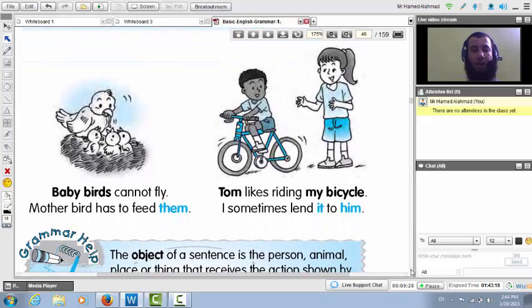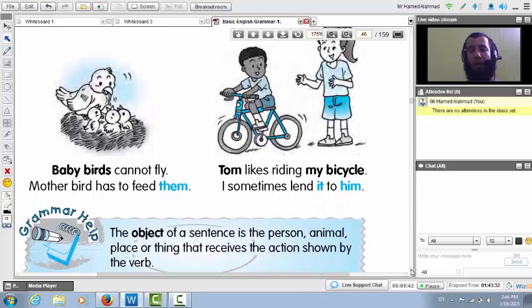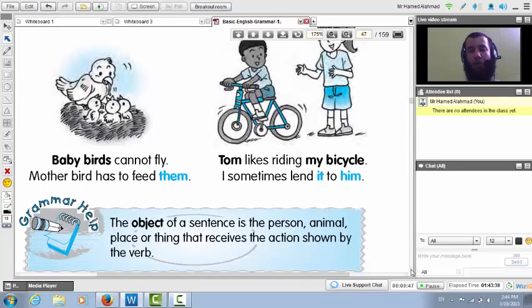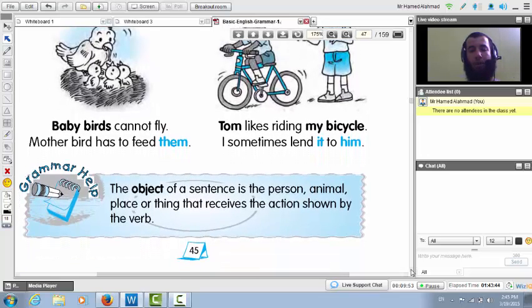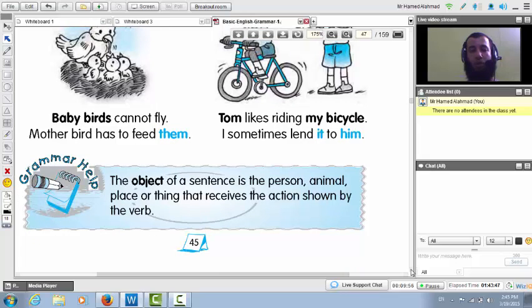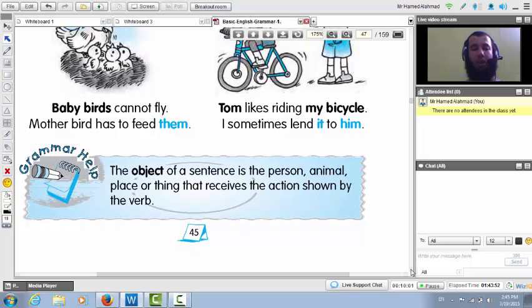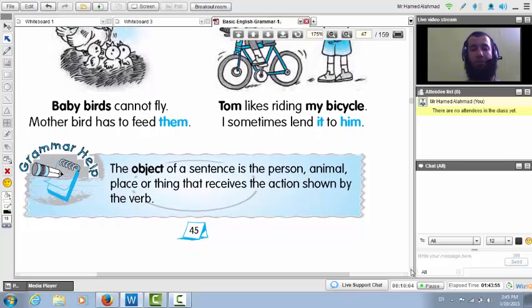Then here are some examples with pictures. Baby birds can't fly, mother bird has to feed them. Sentence 2, Tom likes riding my bicycle. I sometimes lend it to him. So it refers to the bicycle and him refers to Tom. The same here, we have the grammar help because we were talking about object pronouns, so they're going to explain what we mean by an object. The object of a sentence is the person, animal, place or thing, exactly as we said for the subject.